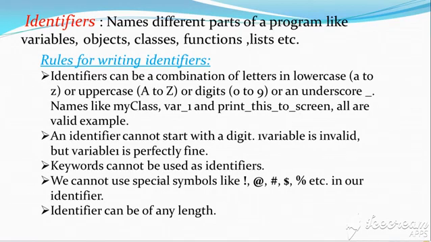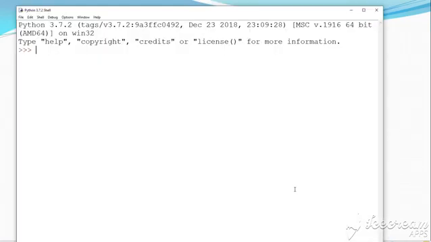Identifiers. A name that you give to any variable, any object, any class or a function is said to be an identifier, and there are certain rules related to the identifier. Let us see each of them. If I am writing a = 12, a is an identifier. An identifier can start with an underscore. _name = "abc" can be written.